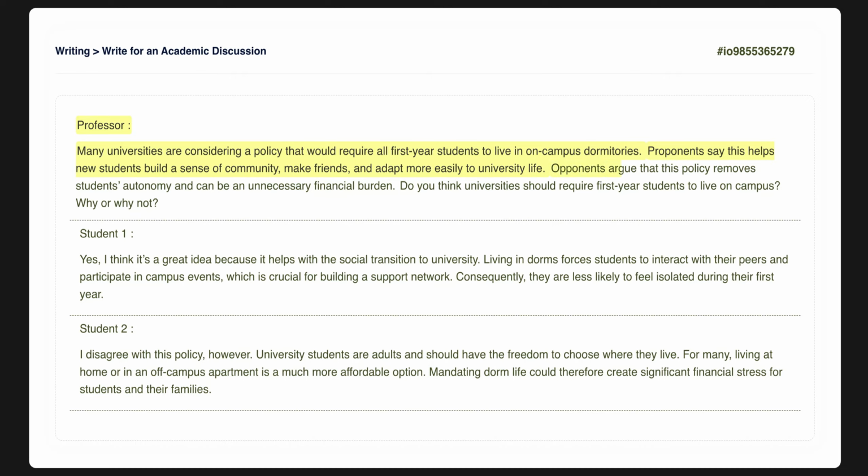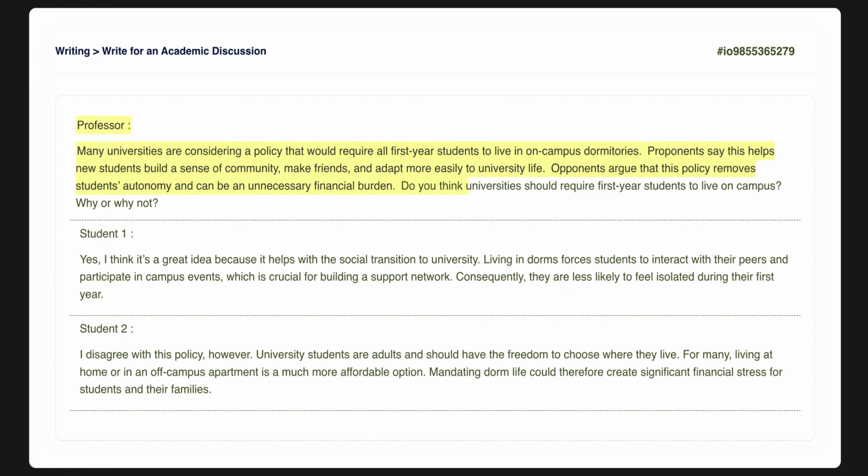Opponents argue that this policy removes students' autonomy and can be an unnecessary financial burden. Now we see the counter-argument. Pay attention to the word autonomy, which means independence or the right to choose. The term financial burden is also crucial, as it introduces the idea of cost as a major disadvantage.